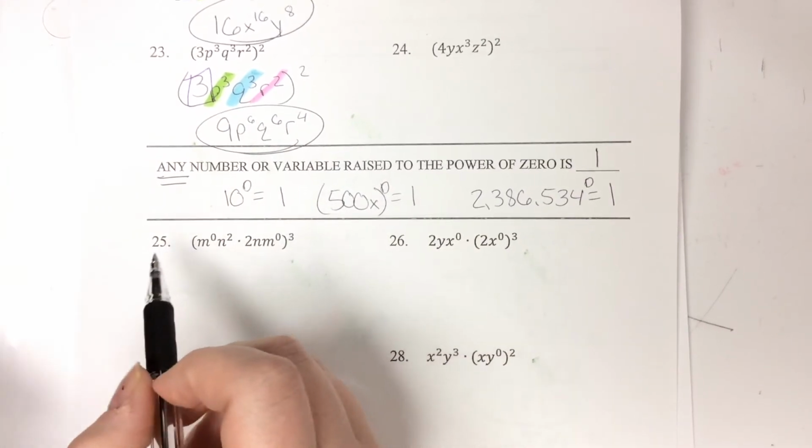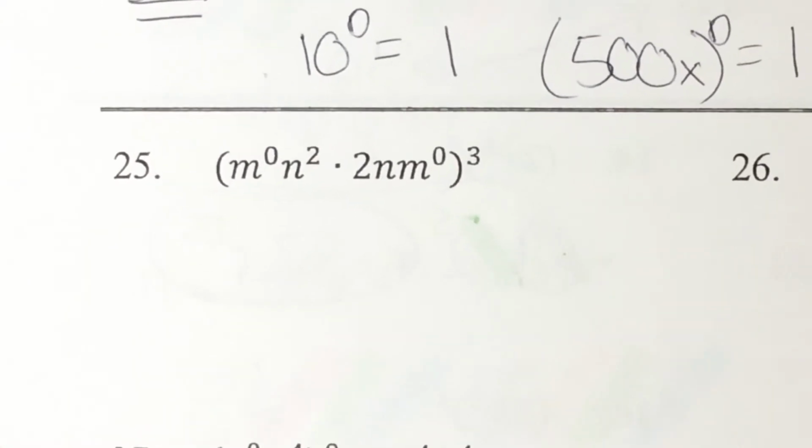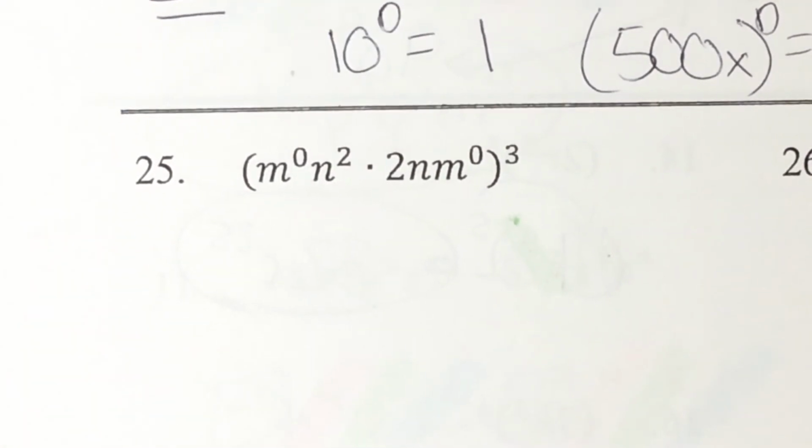Okay, all right, so number 25, let's look at this. Notice we have some variables to the 0 power. Now, when you have a variable to a 0 power, here's what happens.